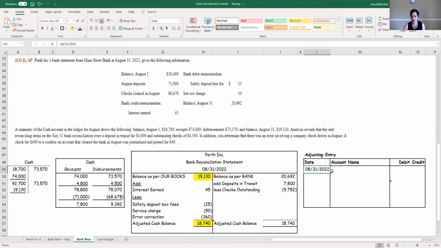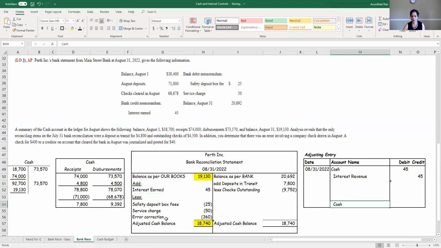I'm going to do my journal entry. Okay, so for the first one, it's fairly easy. It's cash debit, and the amount is $45. What should be credit? I have earned interest. So that is interest revenue credit. Now for all of these, cash is going to be credit, for these three that are minus.